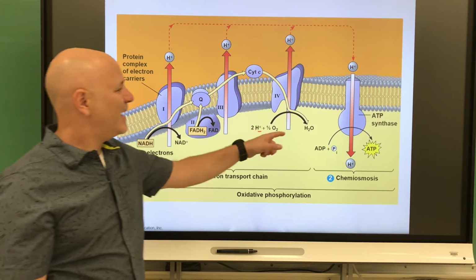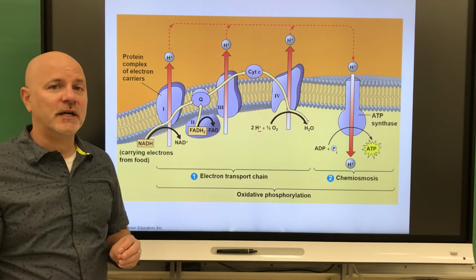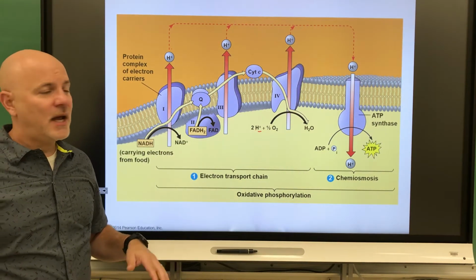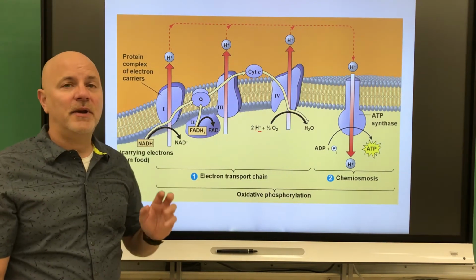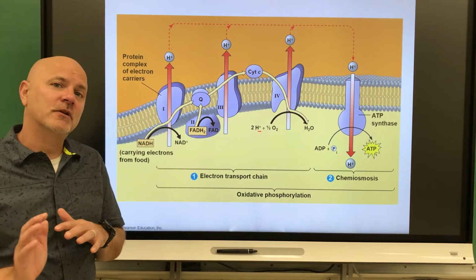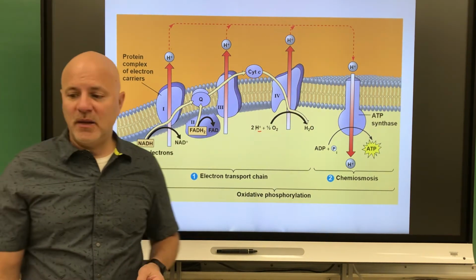Okay? But if we don't have oxygen to take in those low energy electrons, the electron transport chain, oxidative phosphorylation doesn't happen, the Krebs cycle doesn't happen, and the transition reaction doesn't happen. So we shift from doing aerobic respiration to doing anaerobic respiration. Okay, so let's move on to chemiosmosis.